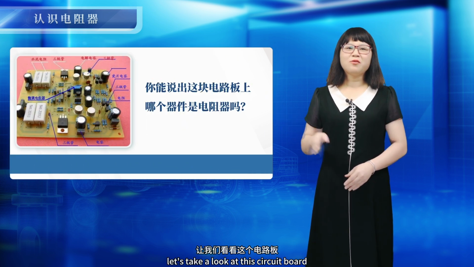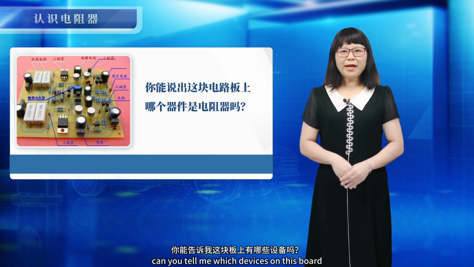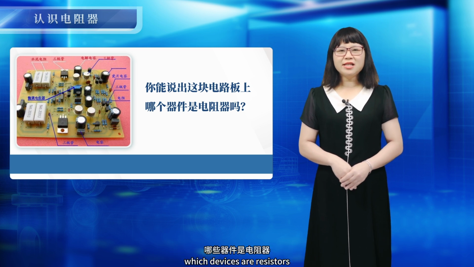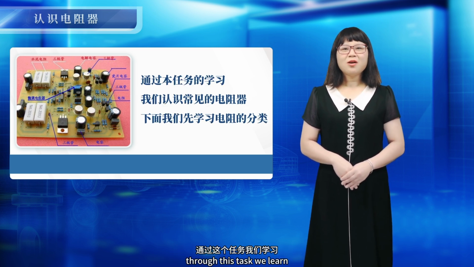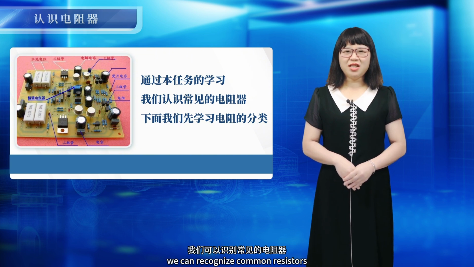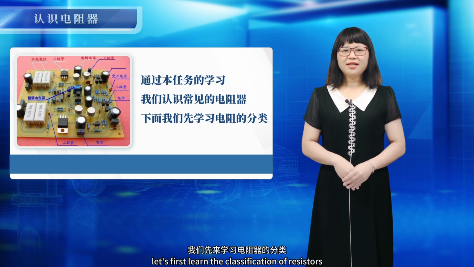Let's take a look at this circuit board. Can you tell me which devices on this board are resistors? Through this task we learn, we can recognize common resistors. Let's first learn the classification of resistors.